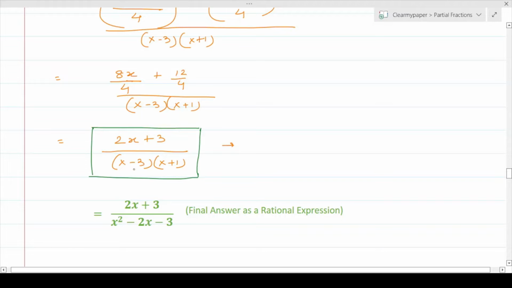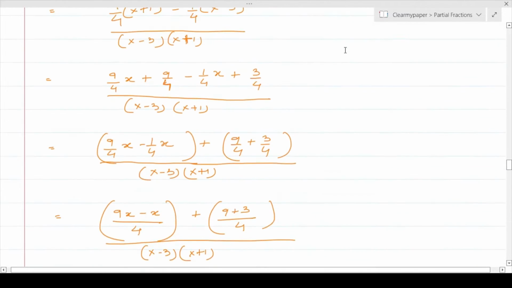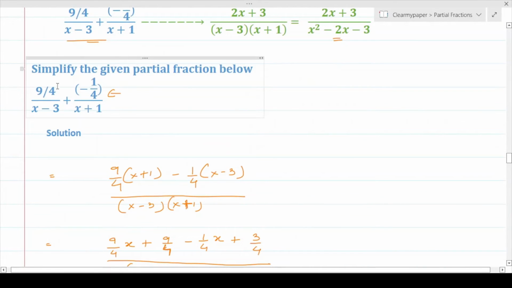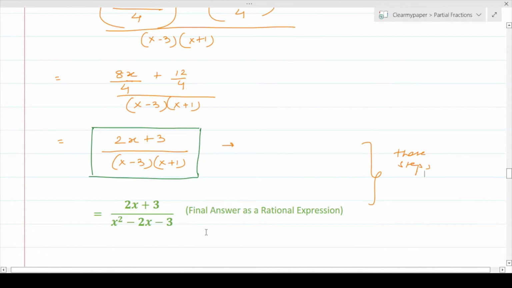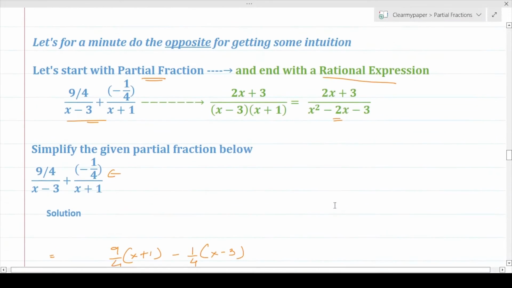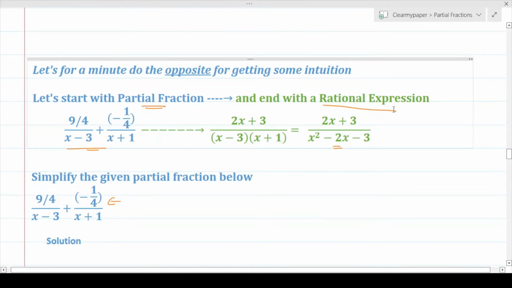And then to simplify further, we expand these brackets over here and solve. So focus on these two steps, and then we'll see what's going on. Starting from a partial fraction over here, we have arrived at these last two steps in green by simple modification, and the final answer is a rational expression. That's what we decided as the objective, to end with a rational expression. So this is what we did.